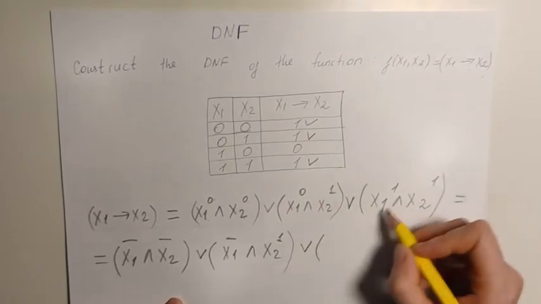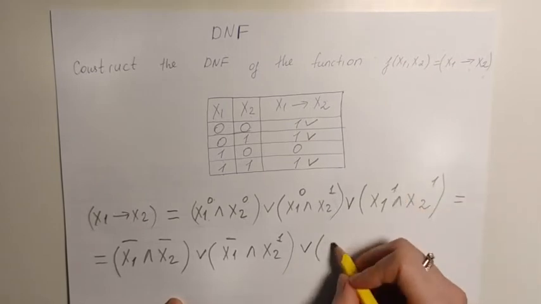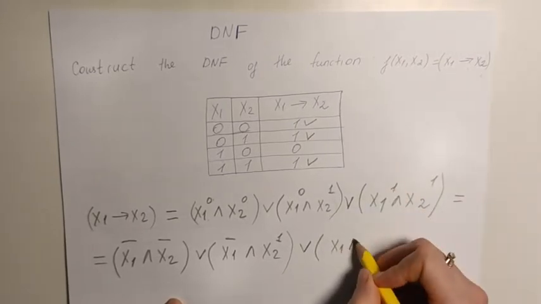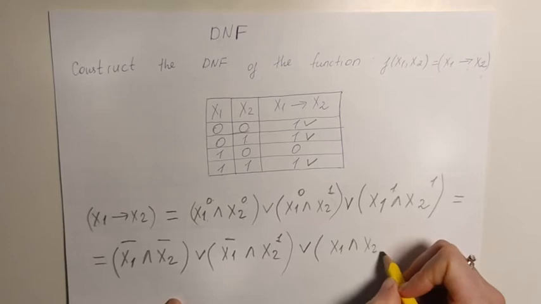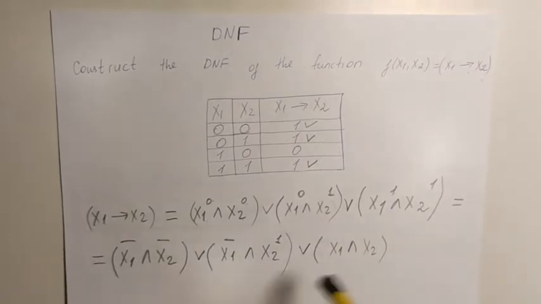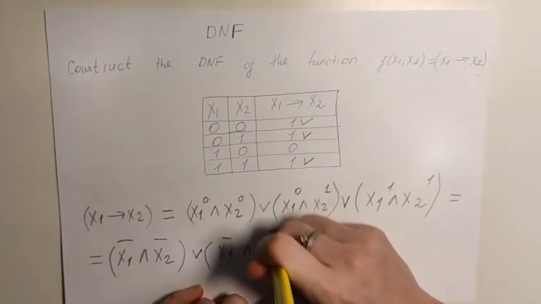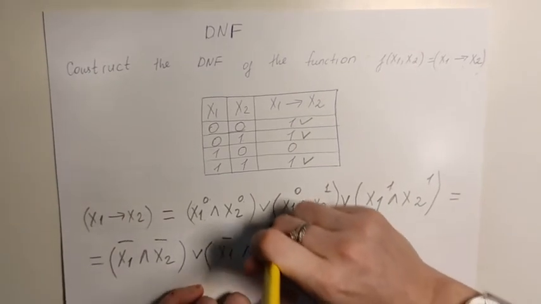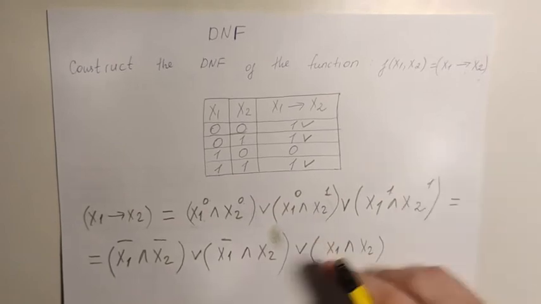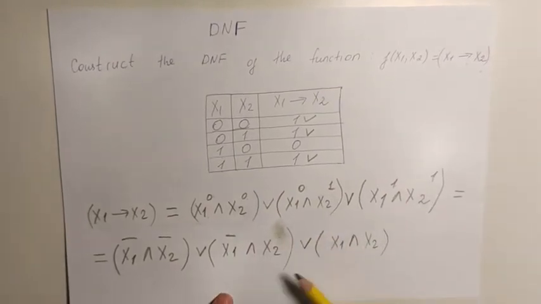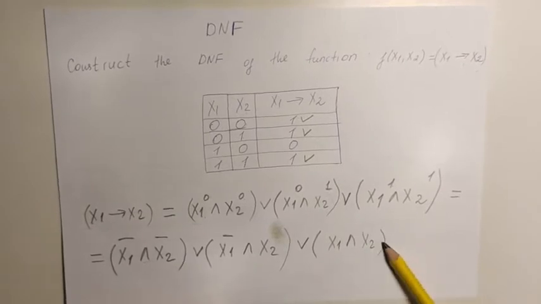And finally, x1 is 1, it will be the same. x2 is 1, again it will be the same. We don't write the 1 here. So our result is just this.